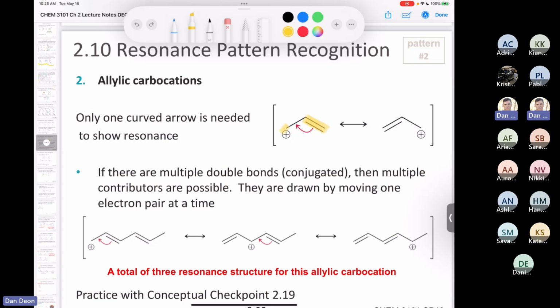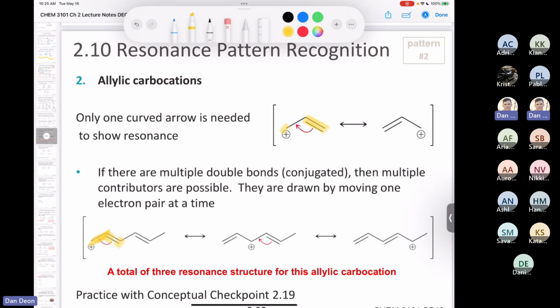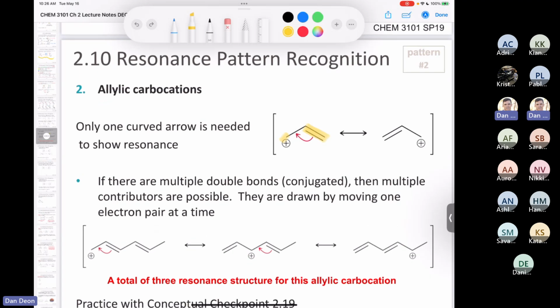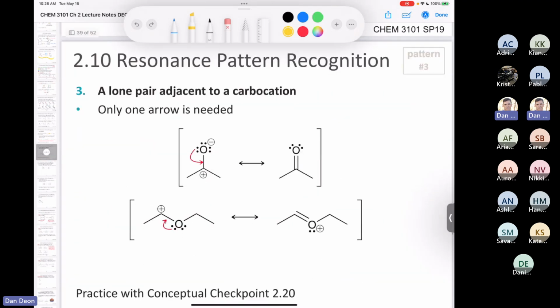For example, look at this one here at the bottom. Here we see that we have an allylic carbocation right here. So we can draw a resonance contributor for that. But after we do that, we end up with a new allylic carbocation. So we can draw another resonance contributor. And so you keep going until you've drawn all the possible resonance contributors that you can make for that allylic carbocation when you have conjugation.